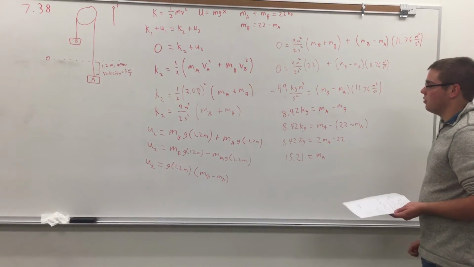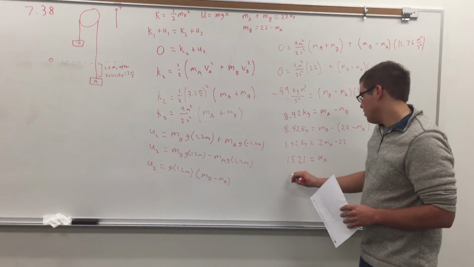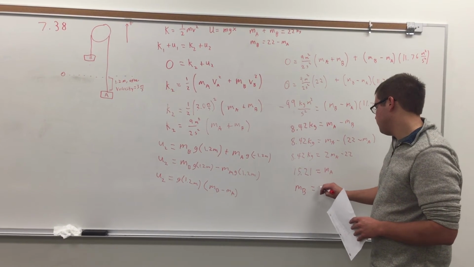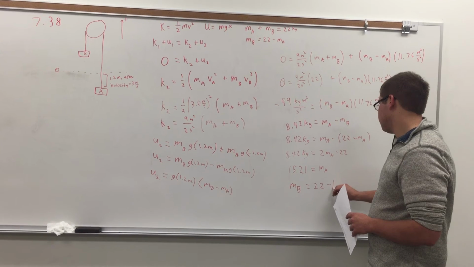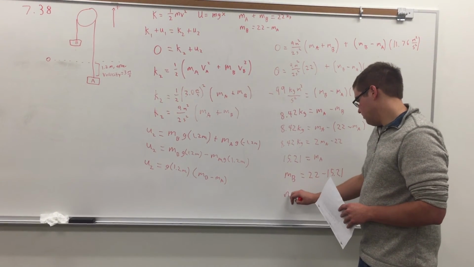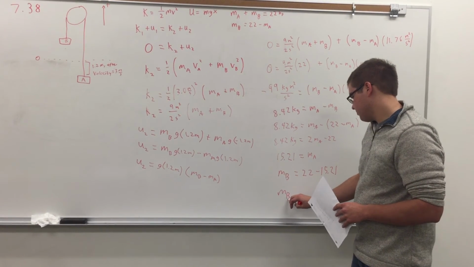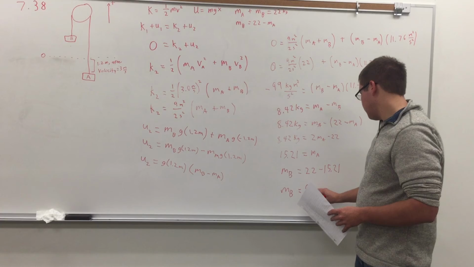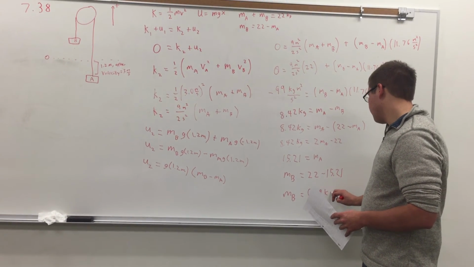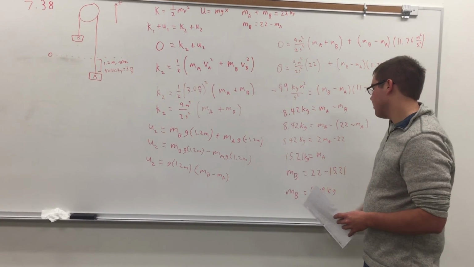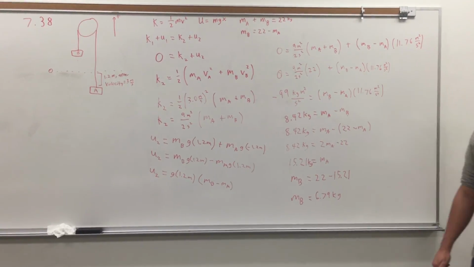And to solve for the mass of block B, all we're going to do is take 22 minus 15.21, and the mass of B equals 6.79 kilograms. Mass of A is also in kilograms. And so you solve the problem.